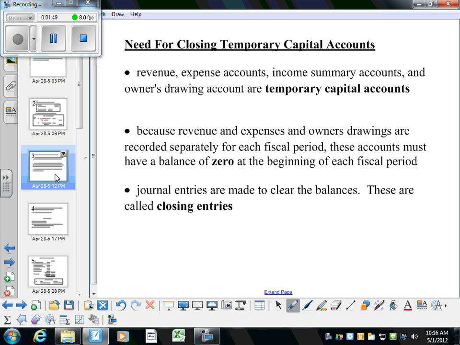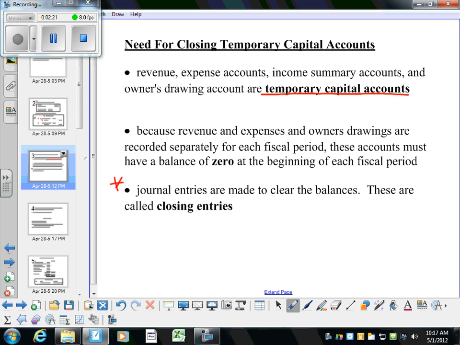Revenue, expense accounts, income summary accounts, and owner's drawing are all temporary capital accounts. You didn't really know that before, but I'm telling you that now. And what this means is that for every month that you're doing your books, you want to know exactly what your revenue is, exactly what your expense accounts are, your income summary, and your owner's drawing. You don't want those to be tallied up over a year long because it'll be really hard to tell if your company's making money.